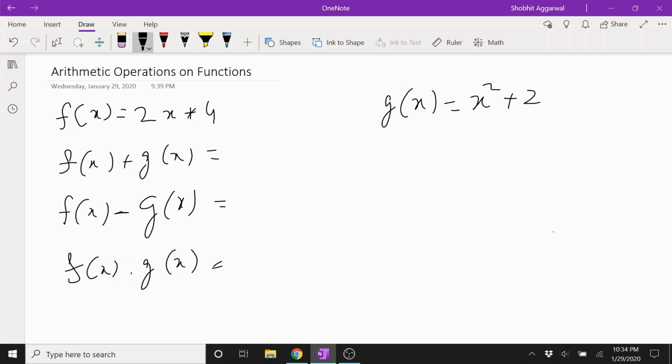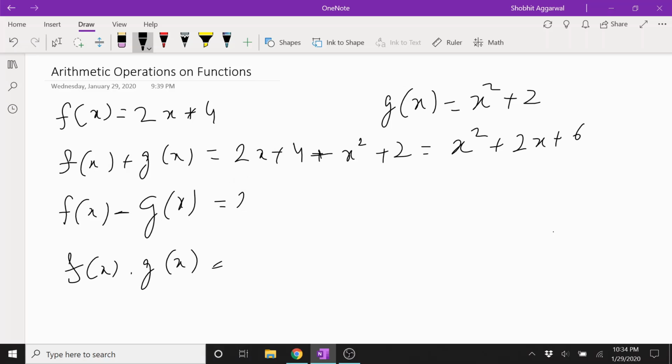So first of all, let's look at the addition. So we have 2x plus 4 plus x squared plus 2. So we'll be adding the similar terms together. So we have x squared plus 2x plus 6.